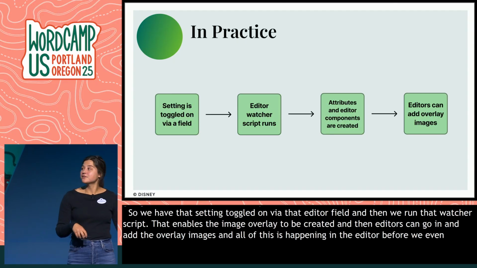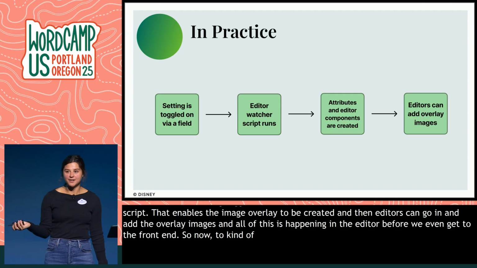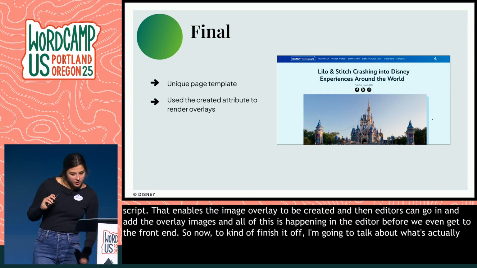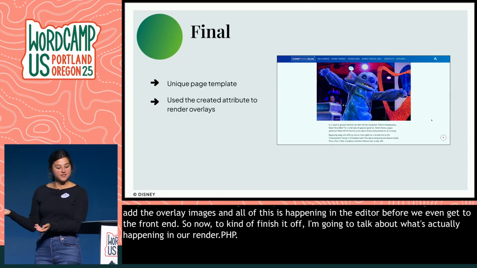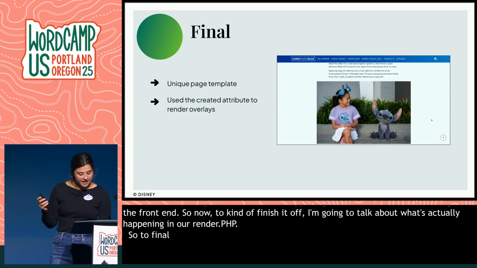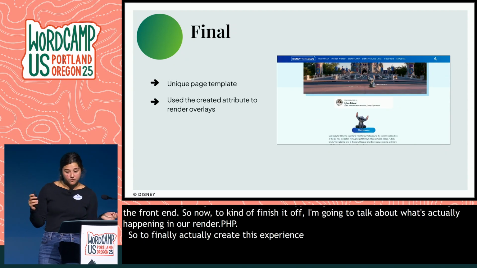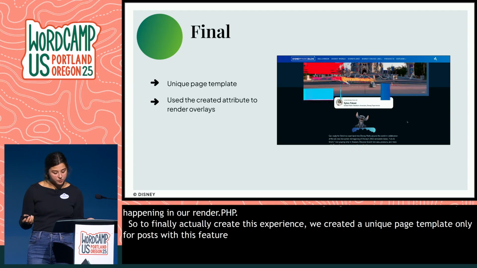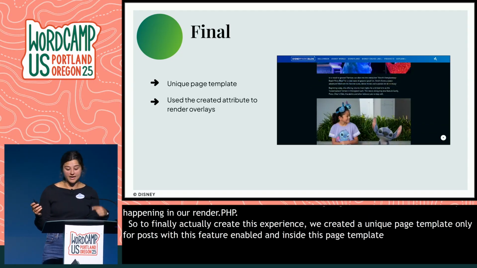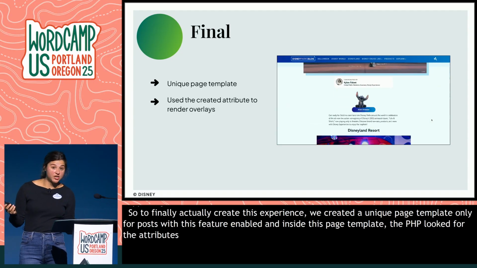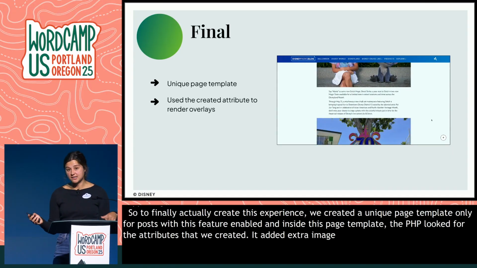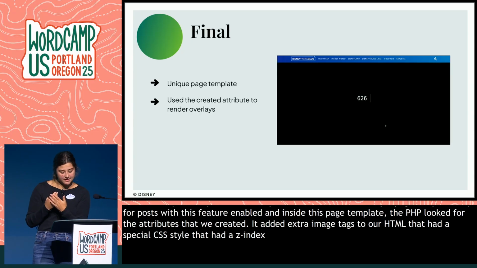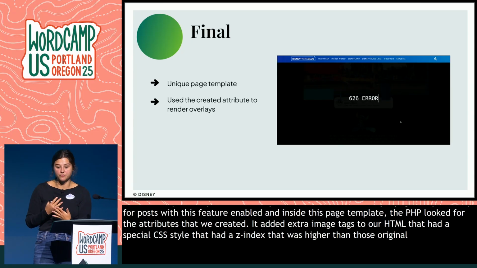So now, to finish it off, I'm going to talk about what's actually happening in our render.php. To finally create this experience, we created a unique page template only for posts with this feature enabled. And inside this page template, the PHP looked for the attributes that we created. It added extra image tags to our HTML that had a special CSS style with a z-index that was higher than those original images, and then rendered those images on top of one another.